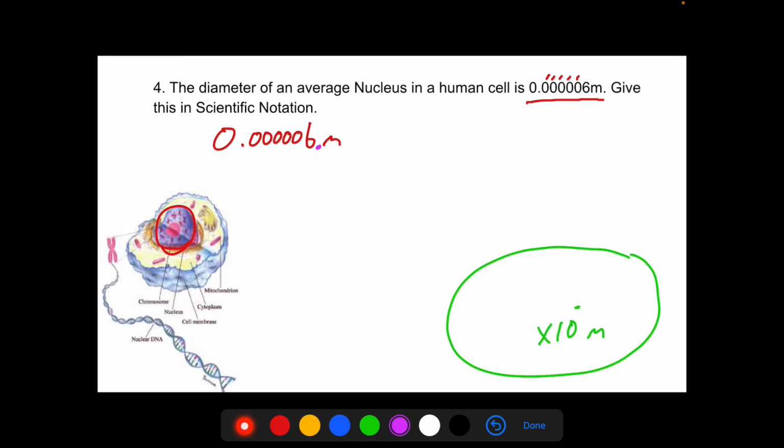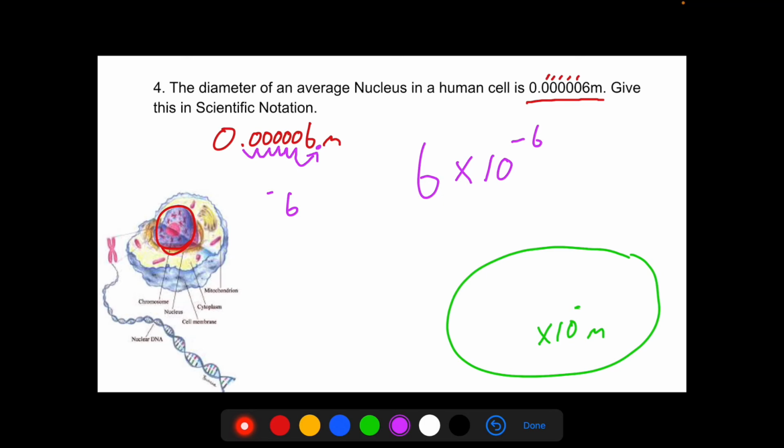So I can move my decimal 1, 2, 3, 4, 5, and 6. Okay, so my exponent is going to be 6. I moved it to the right, so it's going to be a negative. My original number was 6. Then I account for moving those decimal places: 6 times 10 to the negative 6.